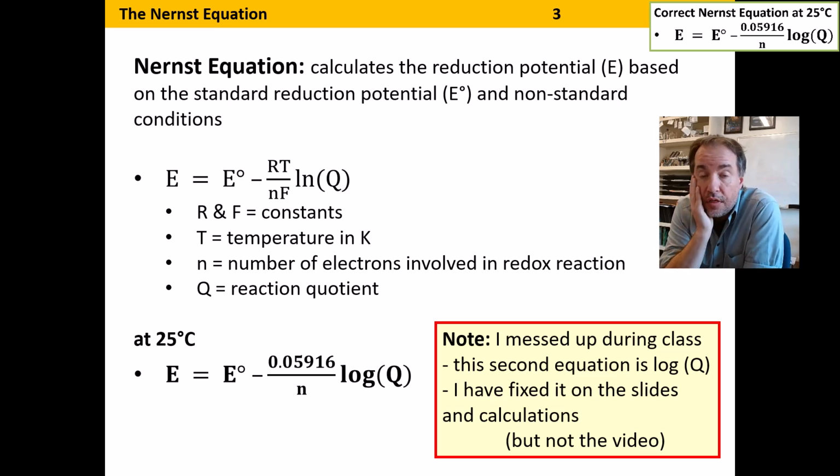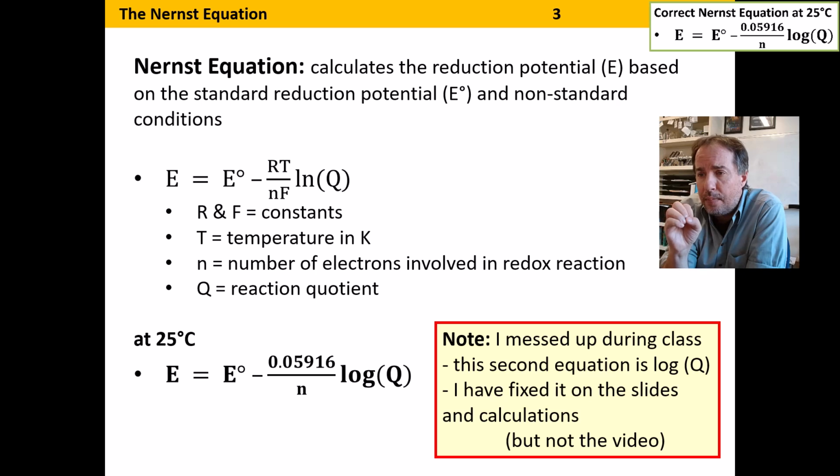One note before the recording starts, there was an error during the class when talking about the Nernst equation. E equals E naught minus RT over nF times the ln of Q. If you do this at 25 degrees C and plug in the values for R and F, you get the equation on the bottom of the screen. E equals E naught minus 0.05916 over n times log of Q.